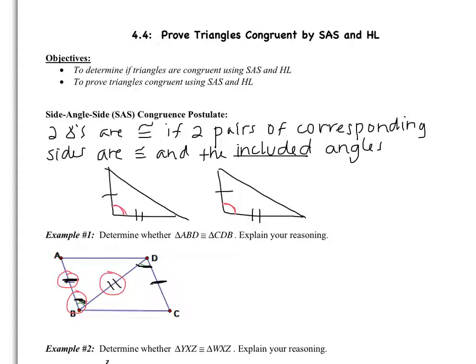Let's make sure that we have the correct congruency statement. Is AB congruent to CD? Yep. Is BD congruent to DB? Yeah, it's the same segment. And then AD and CB. So we would say, yes, these triangles are congruent by SAS. Okay, so let's move on.